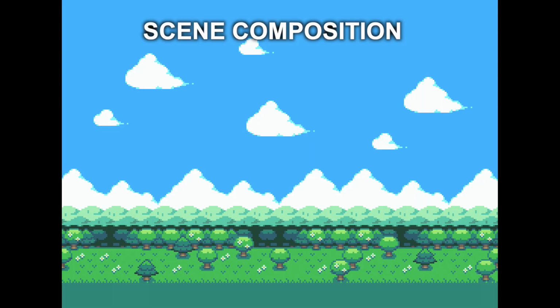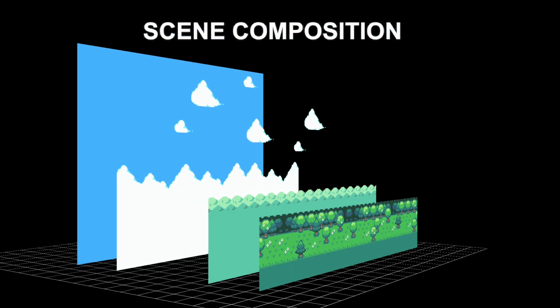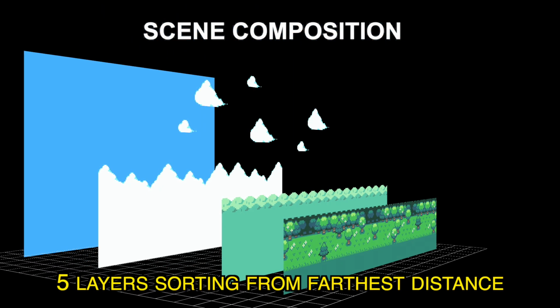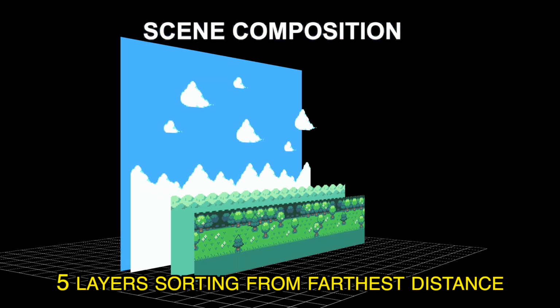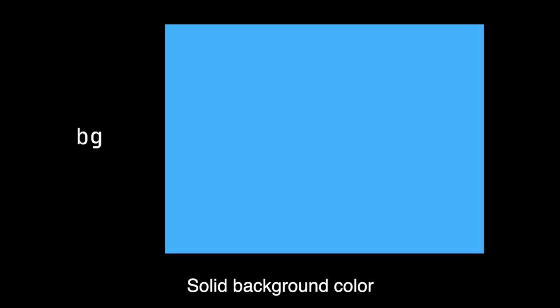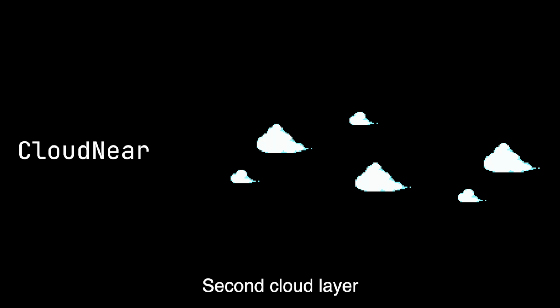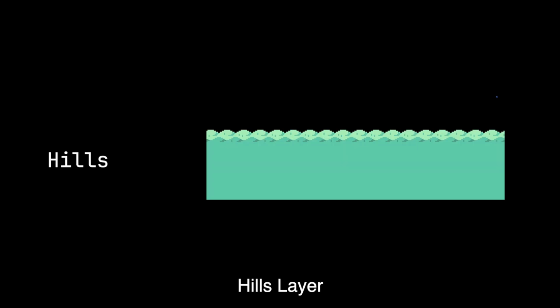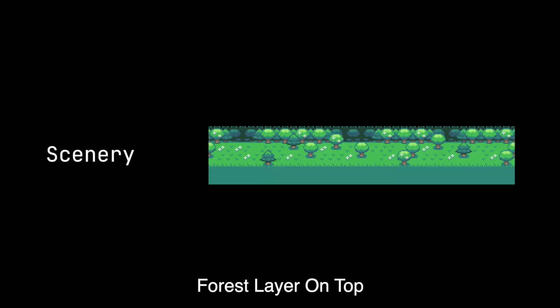Let's talk about scene composition. A parallax background has multiple image layers, with each layer containing a part of the scene. In our example, the background has 5 layers sorted from the farthest distance to the screen. The bottom layer is just a solid background color. And then we have cloud far, which is the first cloud layer at the farthest distance. Cloud near is a second cloud layer closer to the screen. Then the hills image is closer to the screen than the second cloud layer. And finally, scenery is a forest image which is on top of everything.